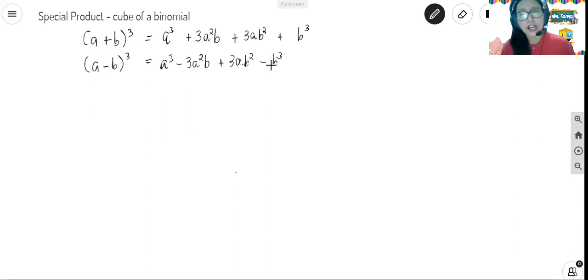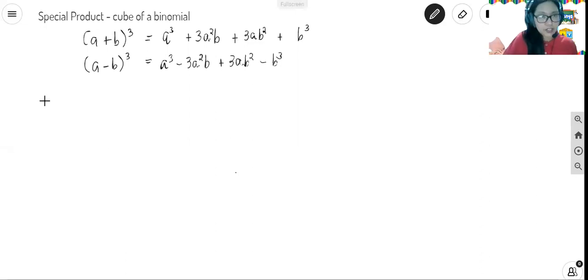So again, if you are solving for a cube of a binomial, it's (a plus b) cubed. The answer would be a cubed plus 3a squared b plus 3ab squared plus b cubed. Or if you analyze it in words, you cube the first term, you also cube the last term, and then for the middle terms, you multiply 3 to the square of the first and the last, and multiply 3 to the first and the square of the last term.